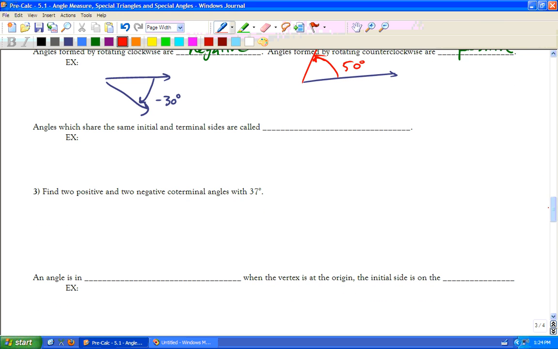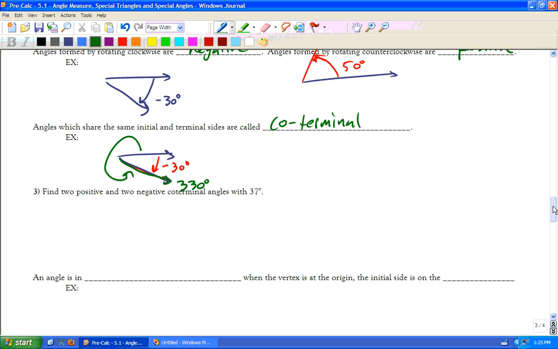Next, angles which share the same initial and terminal sides are what we call coterminal, co meaning same, terminal. One example of these would be to rotate downwards negative 30 degrees, which would be the same thing as rotating in a positive direction 330 degrees. Either way, to rotate down negative 30, you would end up with this red ray. To rotate all the way around 330 degrees, you end up with the green ray. They'd all be at the same place.